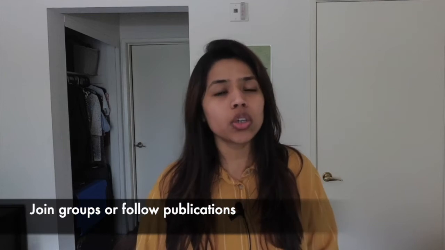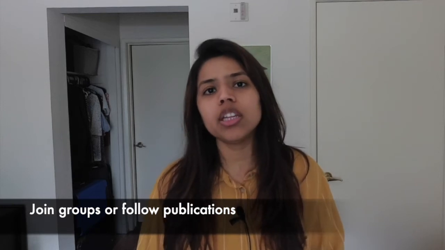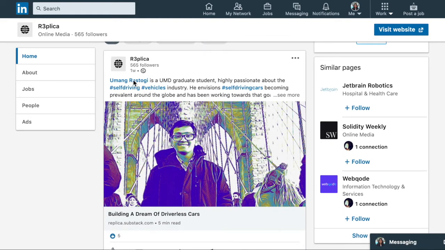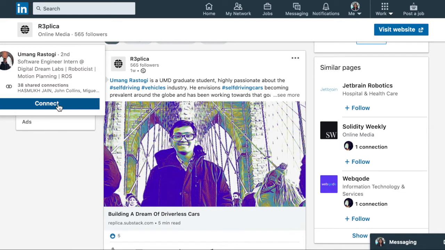Next, consider joining groups or following publications that will feature people in your domain. For me, it's RoboHub and Replica. Both of them do feature interviews on people in my domain and further tag those people when they do those interviews. So it's very easy for me to just look into their profile and have a connection with them.